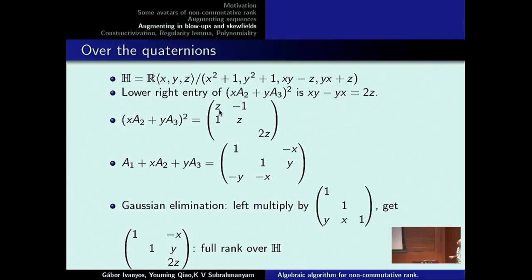So indeed, if I look now at this matrix A1 plus xA2 plus yA3, I actually get a matrix with rank 3 over this. And if you do Gaussian elimination by multiplying it on the right hand side by this matrix, you actually get a matrix of full rank. So really, increasing your coefficient space from real numbers to complex to quaternions really helps. So you can actually augment the rank this way. So this is our idea.